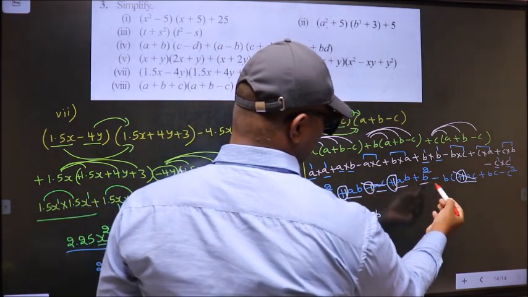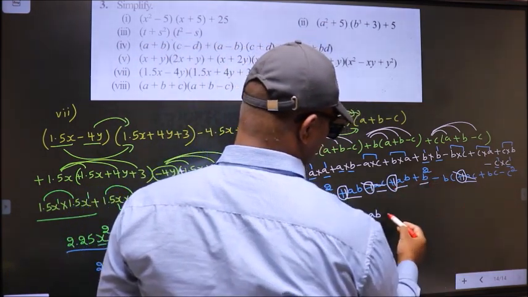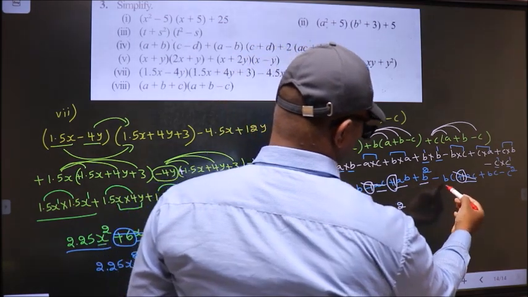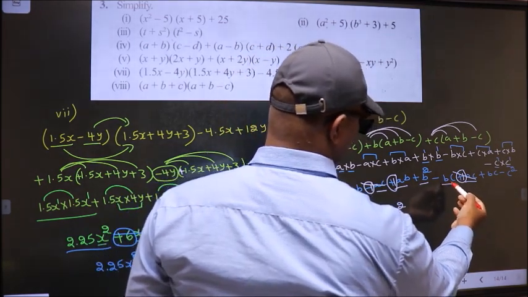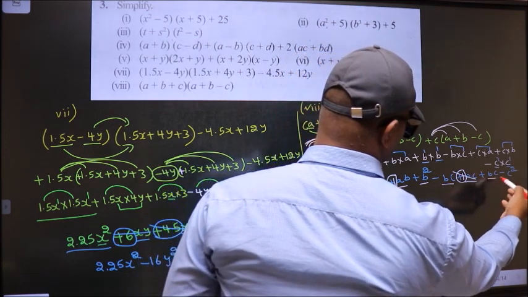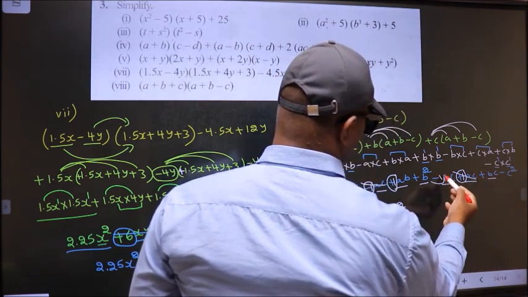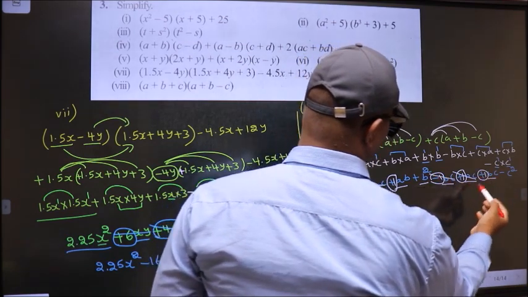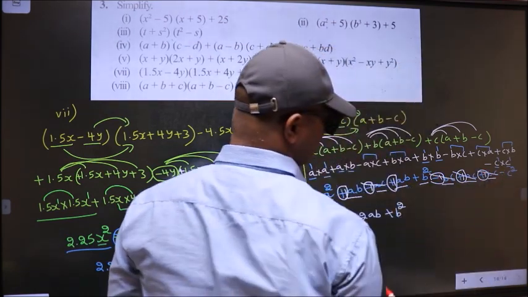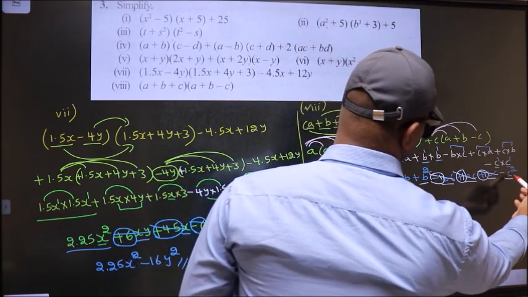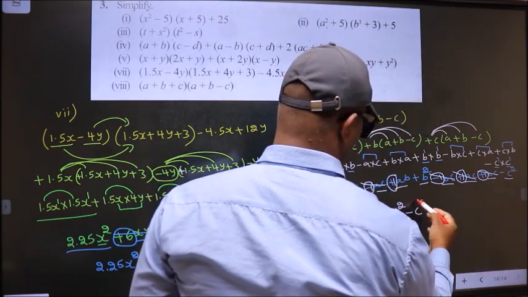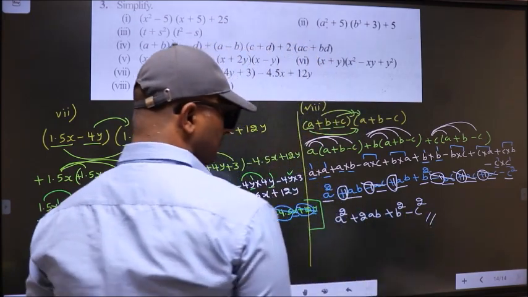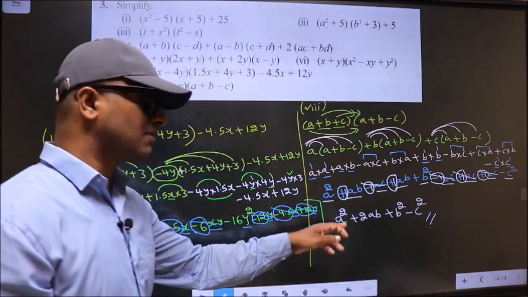Next, B square. Do we have B square anywhere else? No. So you write it down as it is. Next, minus BC. Do we have BC anywhere else? Here. Now here it is minus 1 and here it is plus 1. So minus 1 BC plus 1 BC cancel out. Now we are left with minus C square. Now here all our unlike terms cannot be simplified further. So this is our answer.